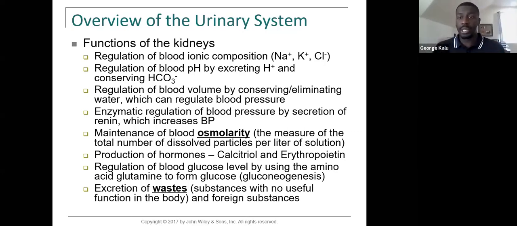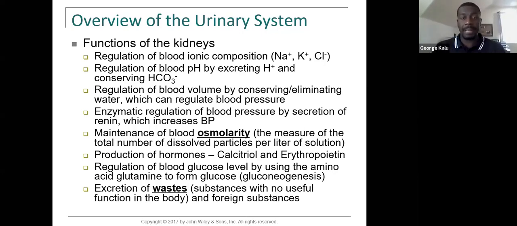So if your blood concentrations get too high, you're going to be able to pee those ions out and then bring your levels back down to normal. But if they're too low, you're going to be able to retain as much of that stuff as possible in order to keep those levels as close to normal as possible. So that's how it regulates your blood ionic composition.